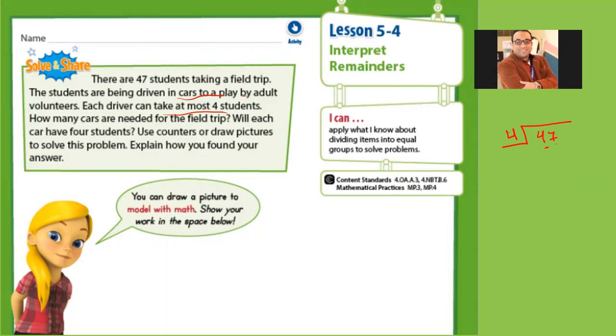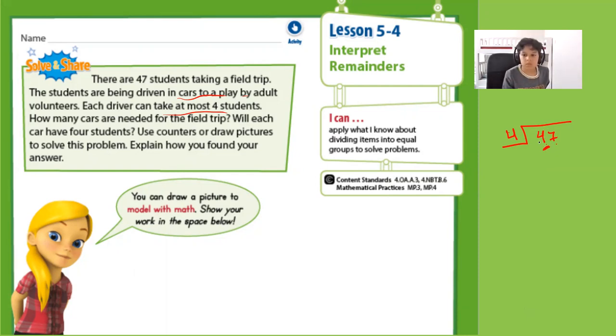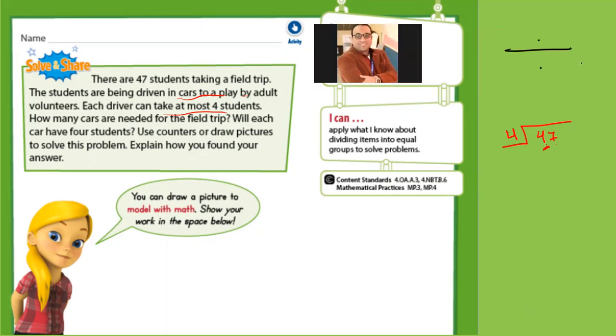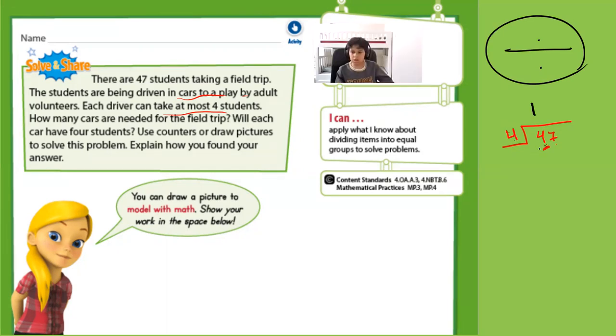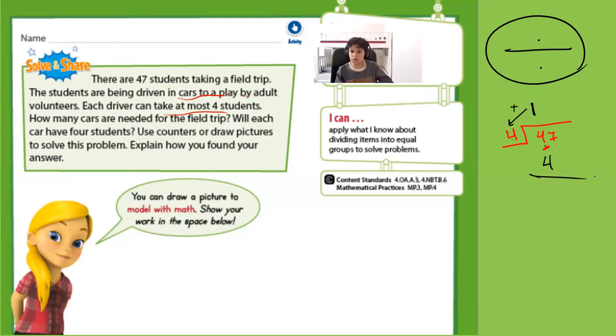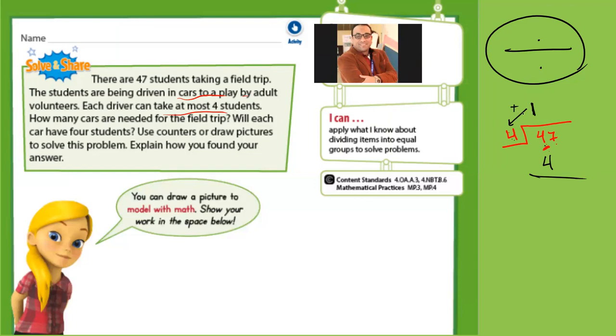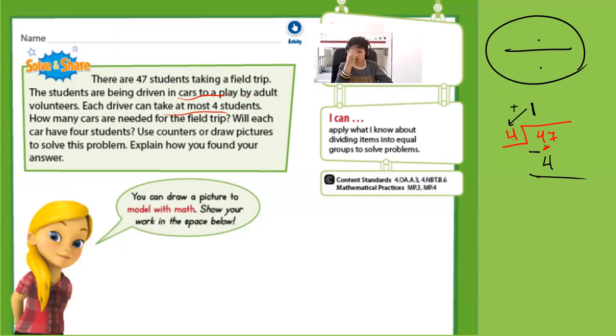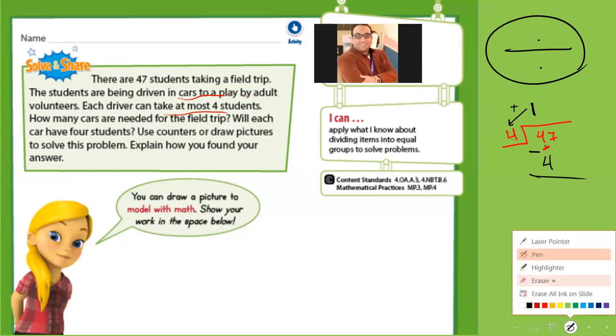47 divided by 4. Let's start from the greatest number on the left. 4 divided by 4 equals what? Not multiply, I am going to do division. What is the number? If you multiply by 4, you will get 4. 1 times 4 equals what? 4. 4 minus 4 equals what? 0. Very good.